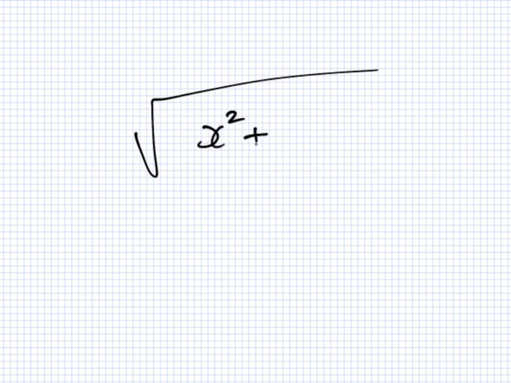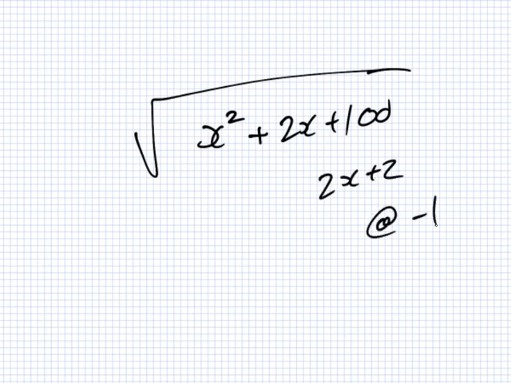X squared plus 2x. No, let me think. Plus 2x plus 1, or whatever. No. Plus 100. Okay. Here, where's the minimum? The minimum is at -1. Apologies. -100. There now.